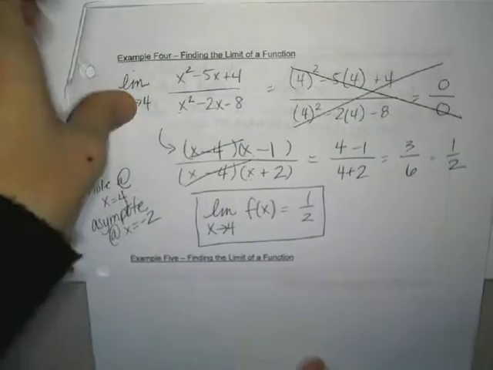So the next type of problem we're going to look at is this one. We're going to look at the limit as x approaches 0 of this rational function. It's the square root of x plus 1, and you're subtracting 1, and it's all being divided by x.